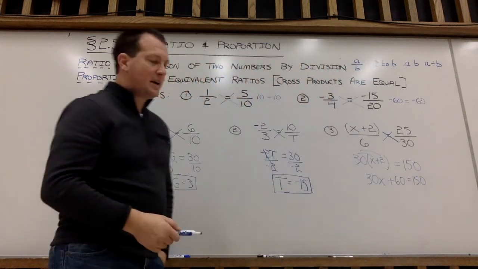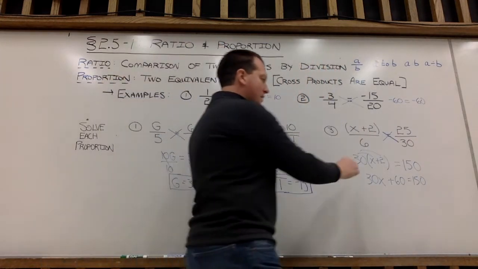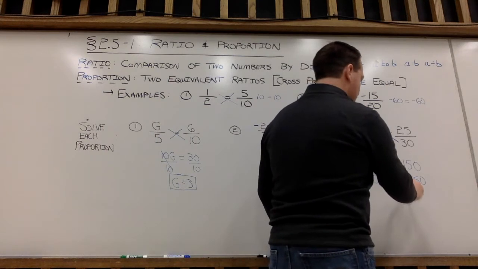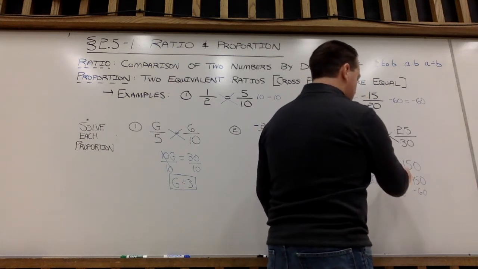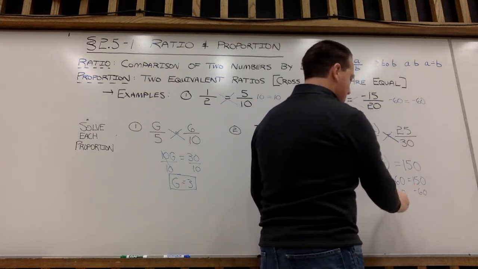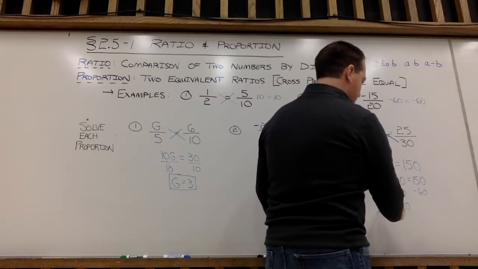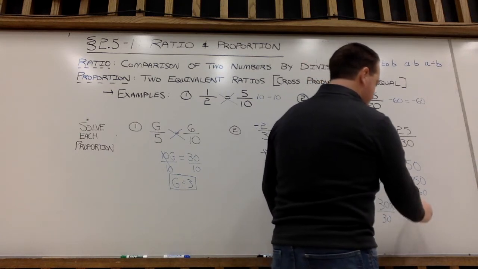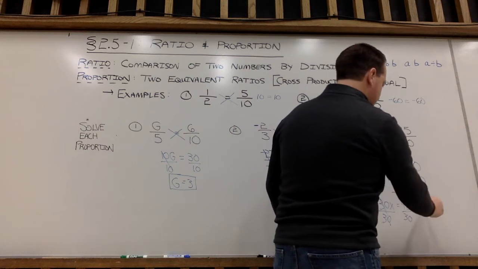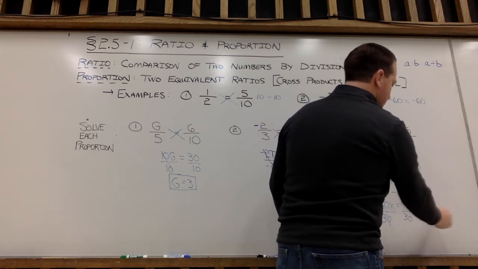So now I have a multi-step equation to solve for x. Subtract 60 from both sides. I'll have 30x equals 90. Divide both sides by 30. And believe it or not, x equals 3.